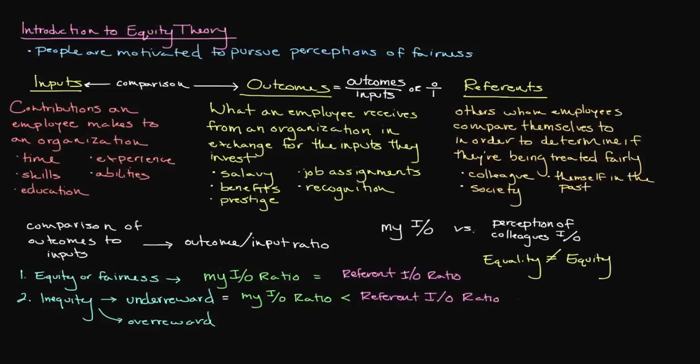Although less common, over-reward occurs when the outcome input ratio is actually greater than that of your referent. In this case, you believe that you are receiving more outcomes than your referent, which can produce guilt and motivate you to try and restore balance by putting in longer hours or expending additional effort to restore equity.